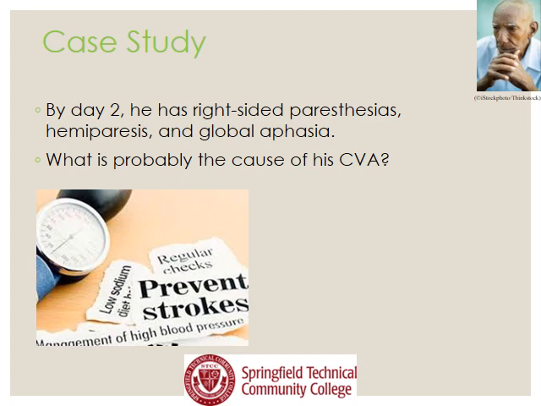The symptoms that you're seeing, right-sided paresthesias, right-sided hemiparesis, and global aphasia, probably mean he has a left-sided stroke. So for your studying, if you don't know what these words mean, paresthesias, hemiparesis, and aphasia, you want to make sure that you learn your stroke vocabulary because that's going to be on your exam.